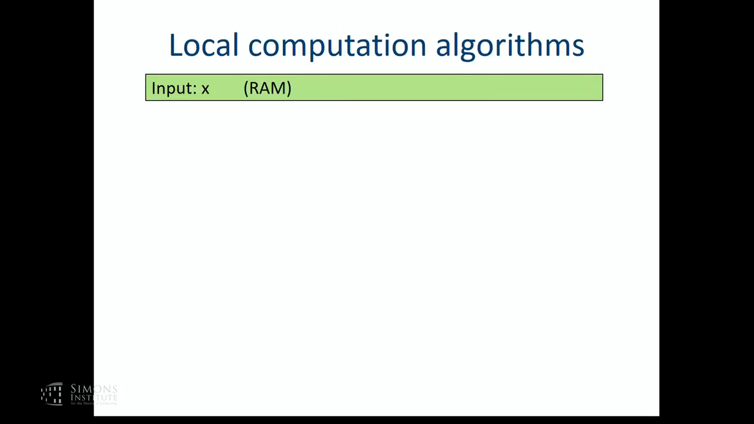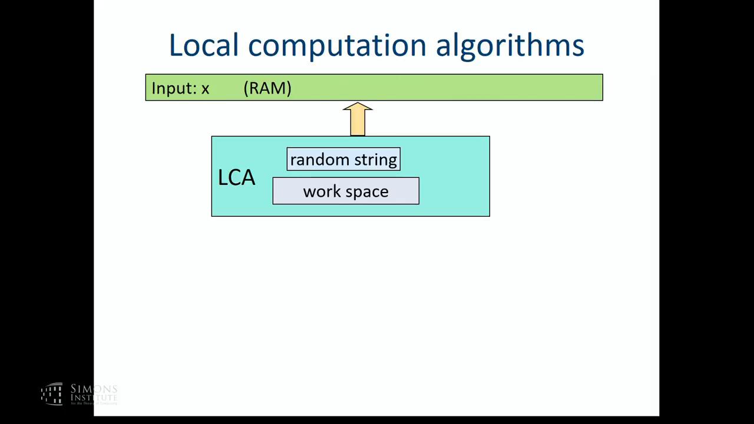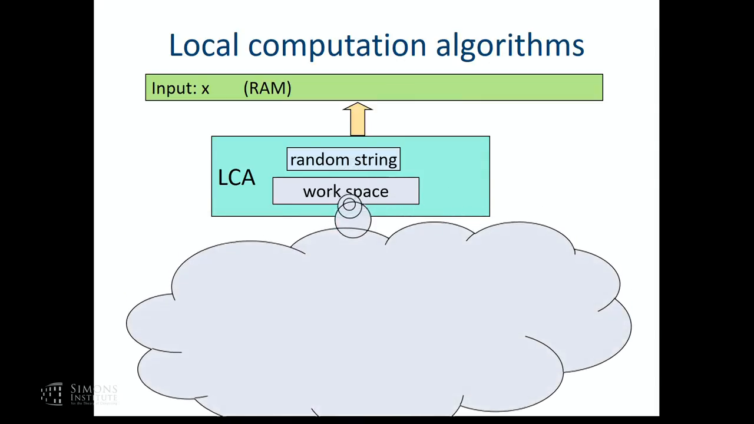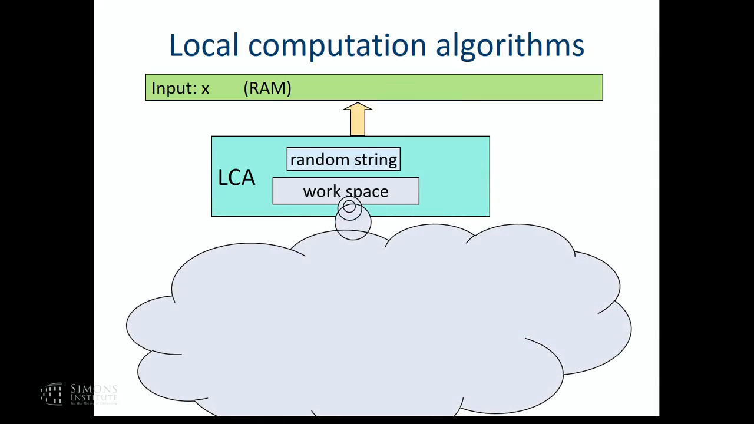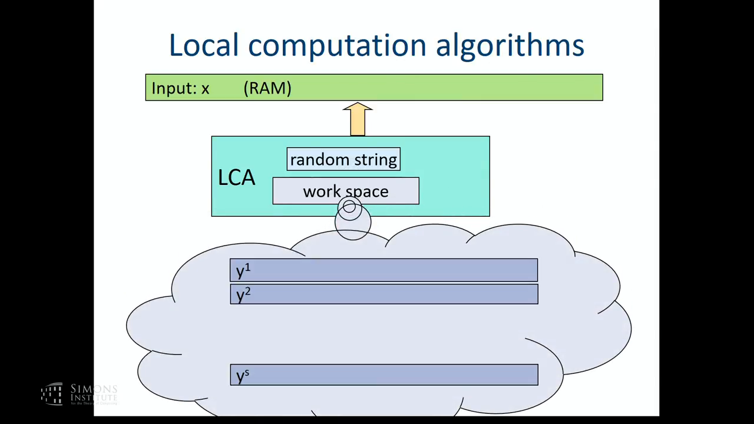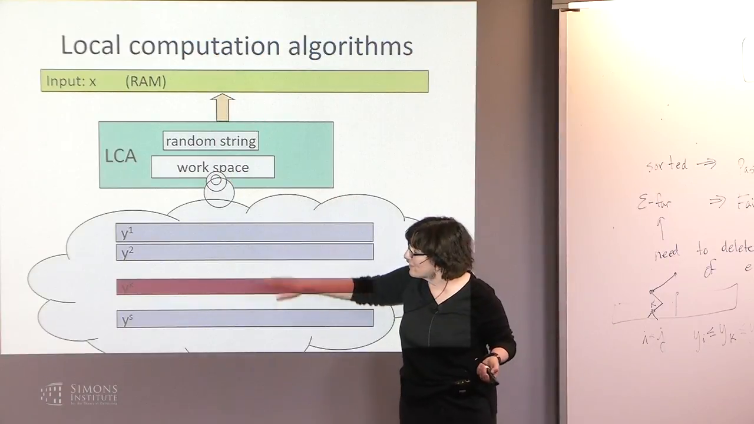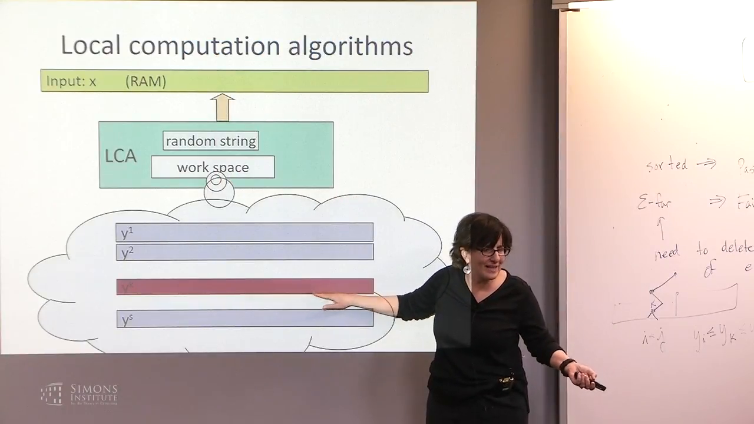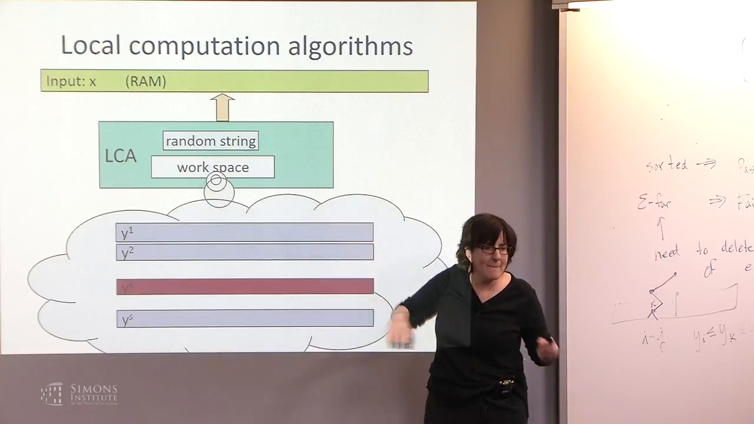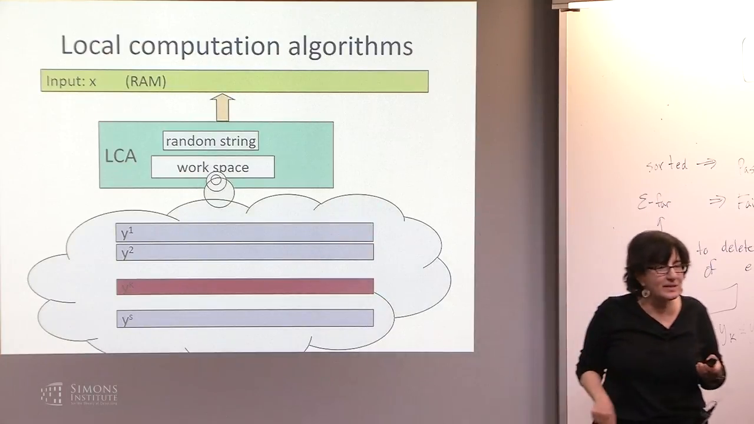Okay, so let's talk about this model one more time. We've got this input, the LCA gets a random string and some workspace, not too much of either. And then there are multiple maximal independent sets that I could have picked. It's not necessarily polynomial. It could be much bigger. And I flip that random string, and that somehow selects one of these maximal independent sets. I flip the random string, I don't know what it looks like just because I flipped the random string, but that's going to fix a specific maximal independent set.